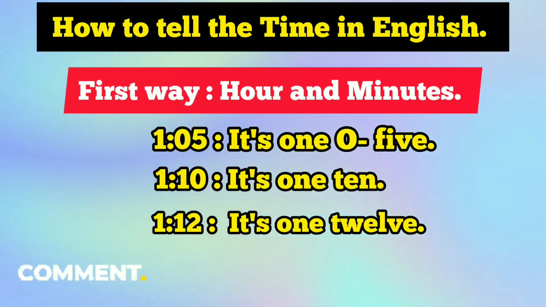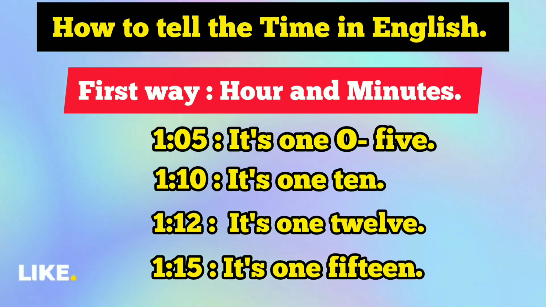And the last one is 1:15. You say it's one fifteen. It's very simple. This is the way you can just say the time in English, whether it can be 1:05 or it can be 1:12. So like this way you can easily tell the time in English. I'm quite sure it's clear.